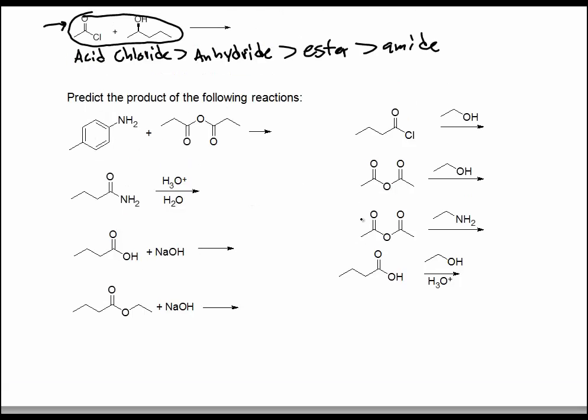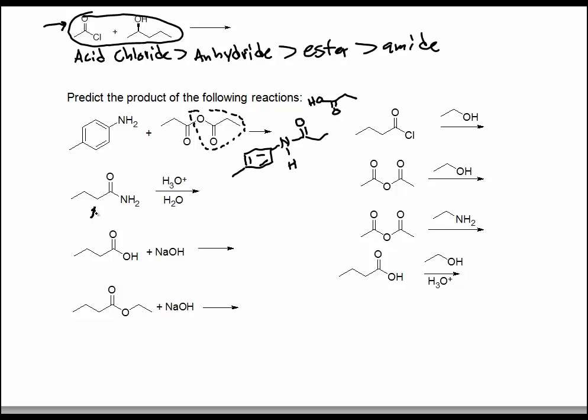Here we're asked to predict the product of these reactions. So we have an amine, we have an anhydride, and we know that the leaving group is essentially this piece of the anhydride. And so the product would look like this. We're going to take the NH, substitute one of the H's for the remaining half of that anhydride. And the byproduct, which we don't necessarily have to draw, is that carboxylic acid, propionic acid.